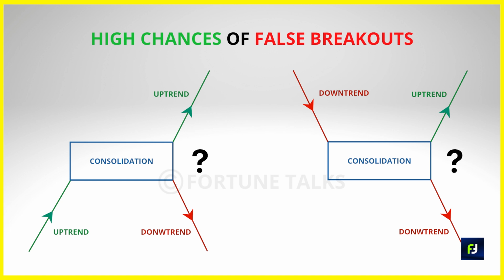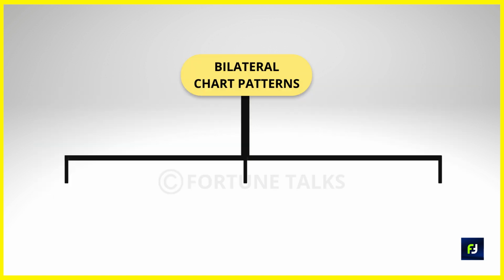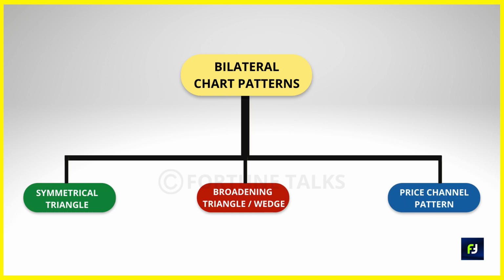More often than not, you will find yourself entering a breakout above or below the pattern consolidation only to see yourself fall prey to a false breakout. I have already made videos on breakouts and false breakouts in my price action course. You can check those videos to know more. In this part, we are going to discuss 3 bilateral patterns, how they work, and how to take trades, including the entry, targets, and stop losses. Now, the 3 bilateral patterns under discussion are: number 1, the symmetrical triangles, followed by the symmetrical expanding triangles or broadening triangles, and finally channel patterns, that is rising channel and falling channel patterns.